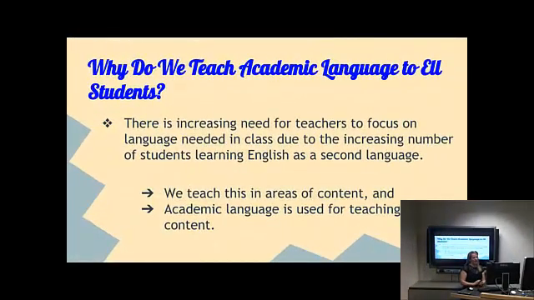We teach academic language to ELL students because there is an increasing need for teachers to focus on language needed in class. This is due to an increasing number of students who are learning English as a second language. We teach this in areas of content, and academic language is used for teaching this content.